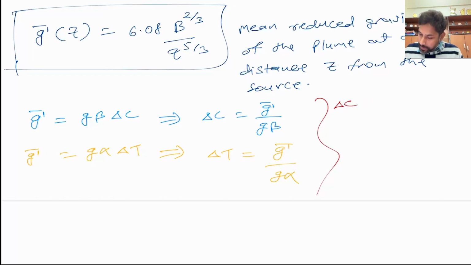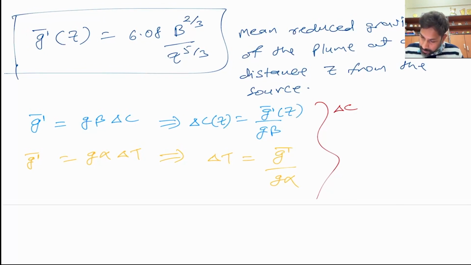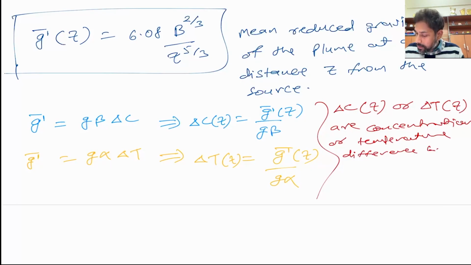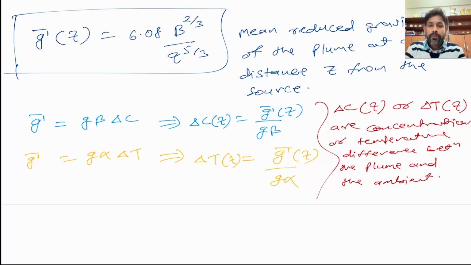So what are delta C and delta T? Delta C we can write as a function of Z, likewise delta T can be written as a function of Z. Okay, so delta C as a function of Z or delta T as a function of Z are the concentration or temperature difference between the plume and the ambient.